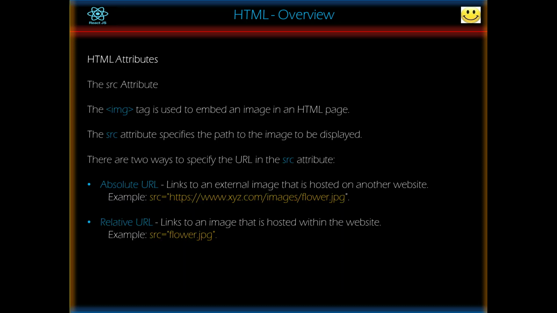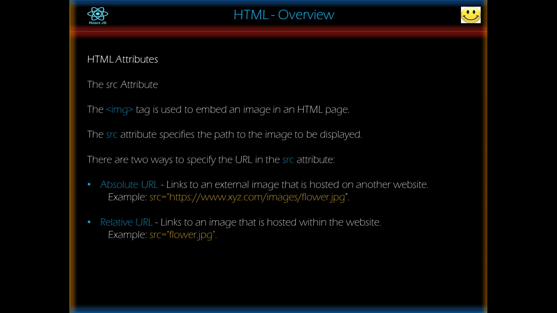Now we are going to talk about src attribute. The img tag is used to embed an image in an HTML page. The src attribute specifies the path to the image to be displayed. There are two ways to specify the URL in the src attribute. Absolute URL links to an external image that is hosted on another website. Example, the src is having an external website. It is going to render the flower.jpg file from the external website or another website.